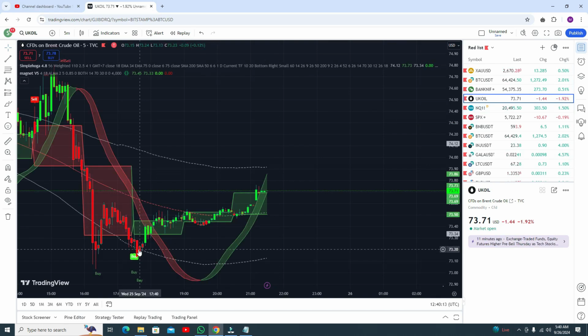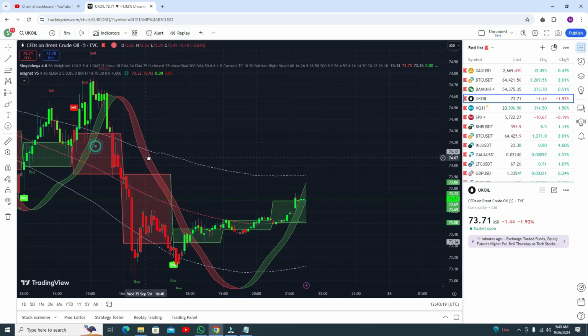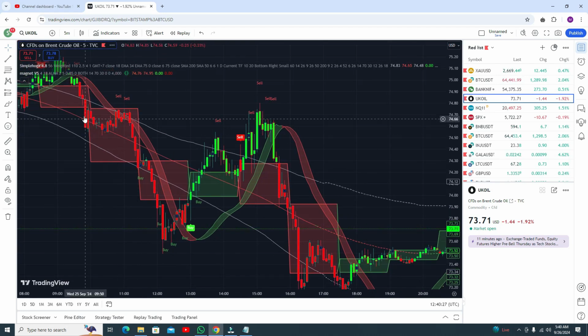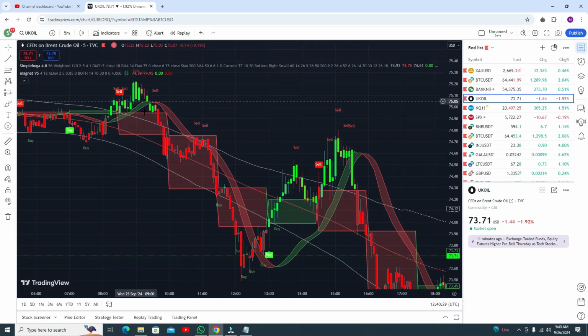Like here you can see the buy trade. This was the most recent buy signal and now some good profit, and this is the sell signal, amazing profit. This was amazing. Now this one is your buy trade and you can see you got the profit here. Sell trade, amazing profit.